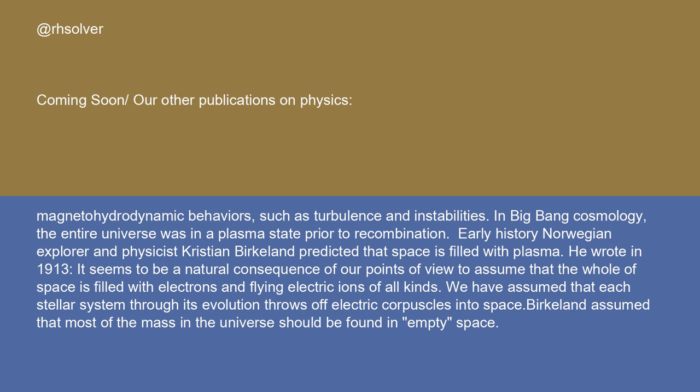Early history: Norwegian explorer and physicist Christian Birkeland predicted that space is filled with plasma. He wrote in 1913, "It seems to be a natural consequence of our points of view to assume that the whole of space is filled with electrons and flying electric ions of all kinds. We have assumed that each stellar system through its evolution throws off electric corpuscles into space." Birkeland assumed that most of the mass in the universe should be found in empty space.